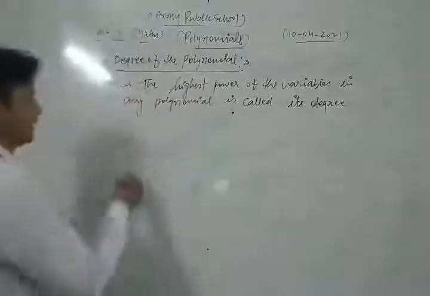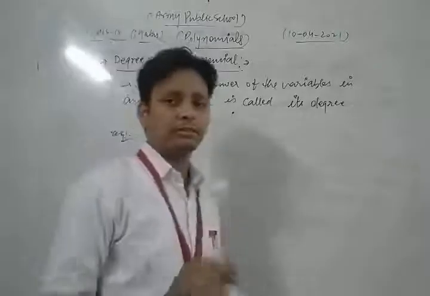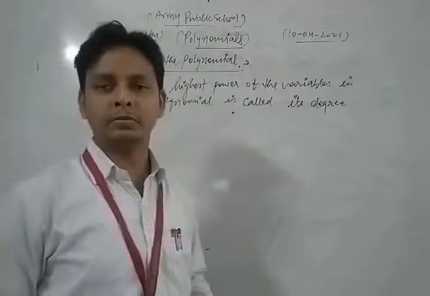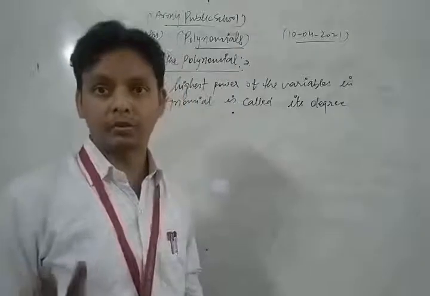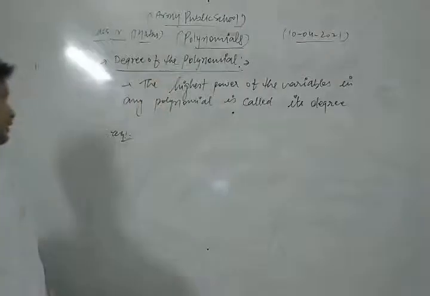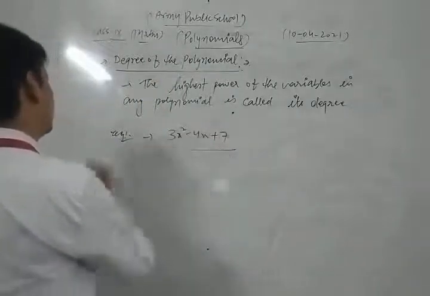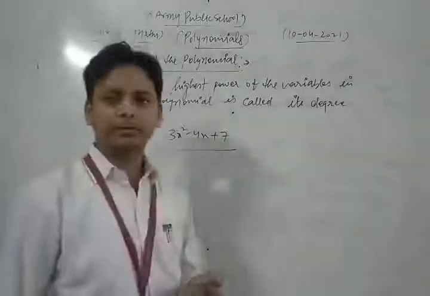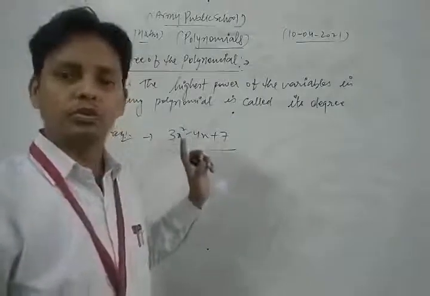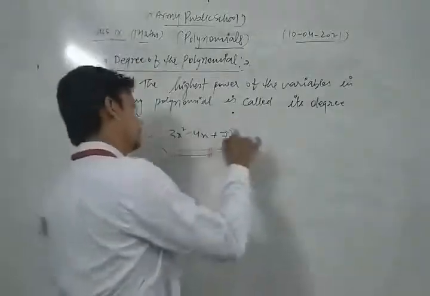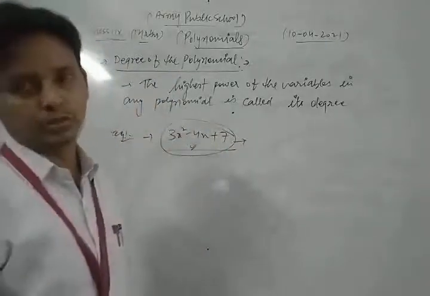Let us take an example. In other words, a polynomial is a relationship between constants and variables having algebraic operations like addition or subtraction. Let us write a polynomial as 3x squared minus 4x plus 7. What is the degree of that polynomial? Here it is 2, because the highest power of the variable is 2. So 2 is the degree of that polynomial.